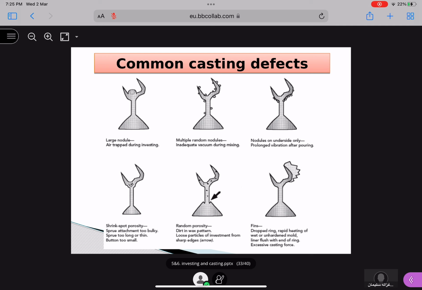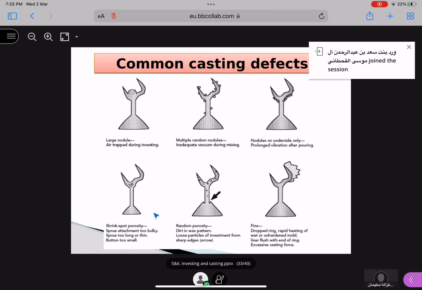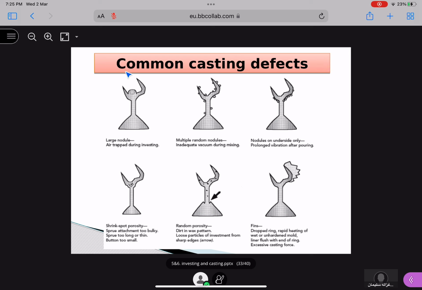Now, once you have done your casting, you can check for errors. These are common things that will come in your e-assignments or even in your final exams. If you see this large nodule, normally it is just continuous here, but this is a large nodule. Why? Because air is entrapped during investment.